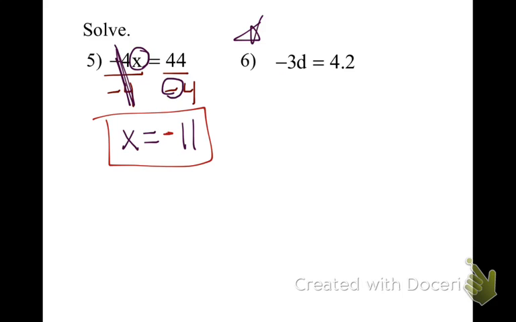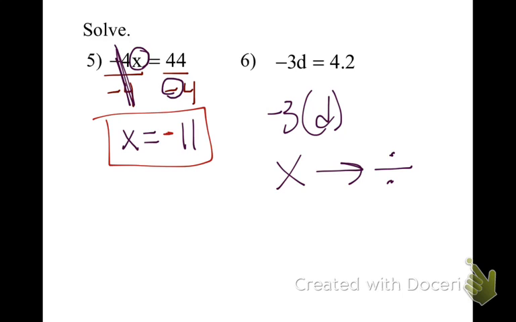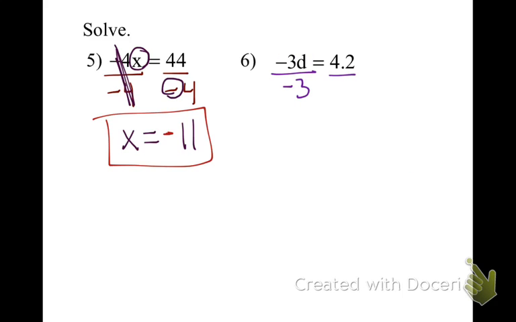Now let's take a look at number 6. Looking at number 6, once again, it's -3 times d. What's the opposite of multiplication? Division. But what are we going to be dividing by? Well, I need to get d all by itself, so this -3 has to disappear. So I have to divide by -3 on one side, divide by -3 on the other. These are going to cancel out. What am I left with? My d. Remember, my goal is to get it all by itself.